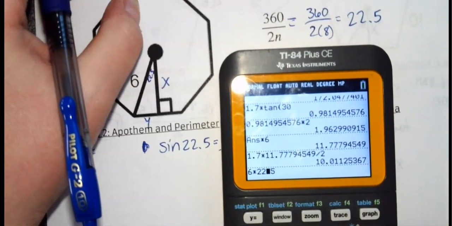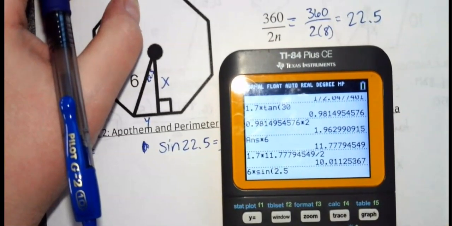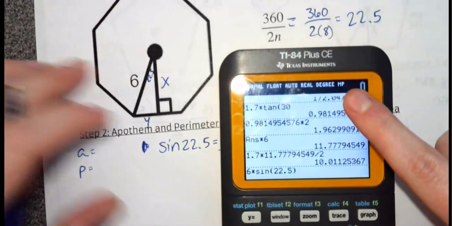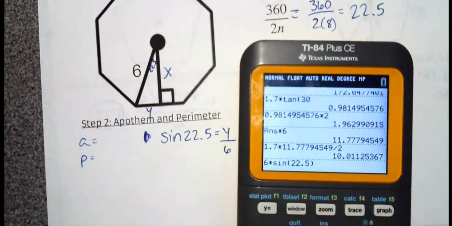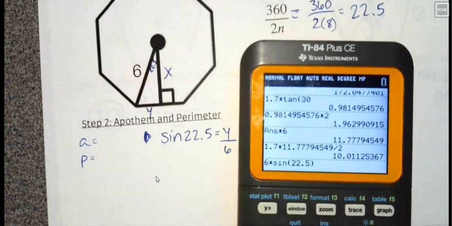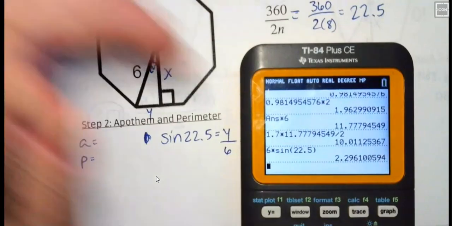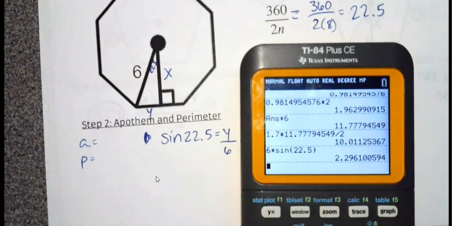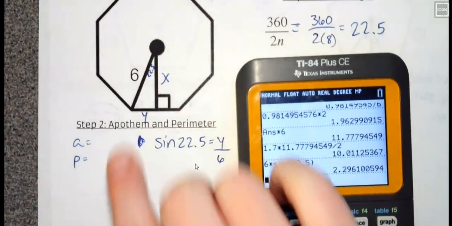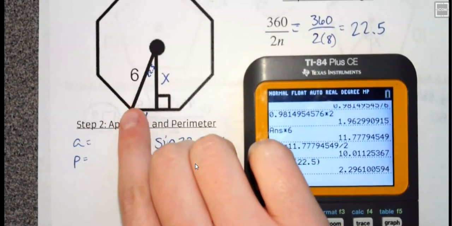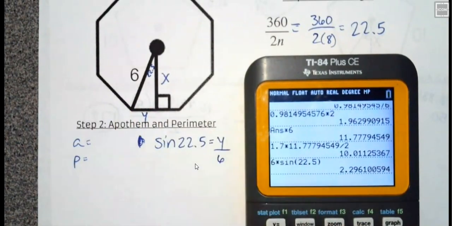Make sure your calculator is still in degree. 6 times sine of 22.5 is going to give you this number. What is this? This piece. This is going to help us solve for the perimeter.